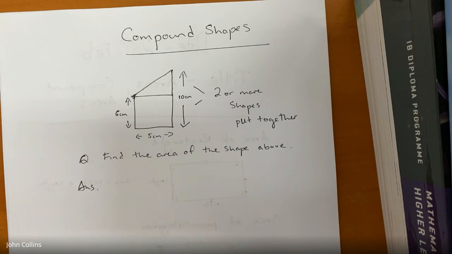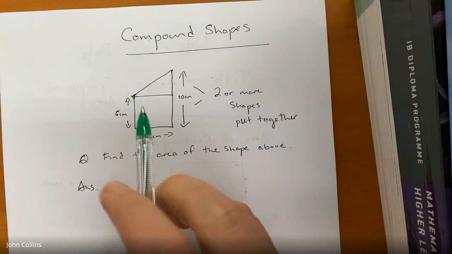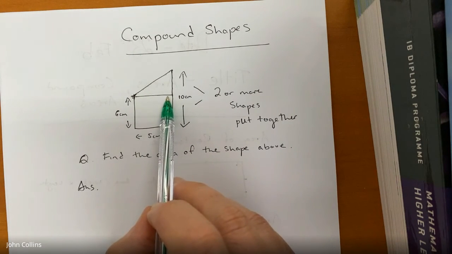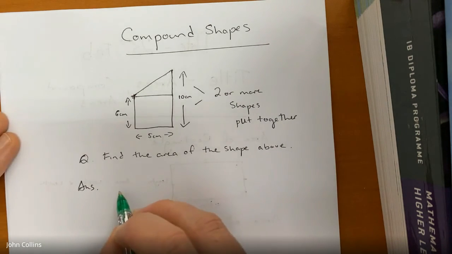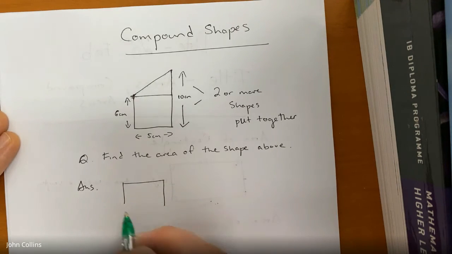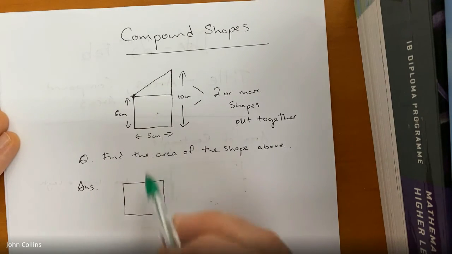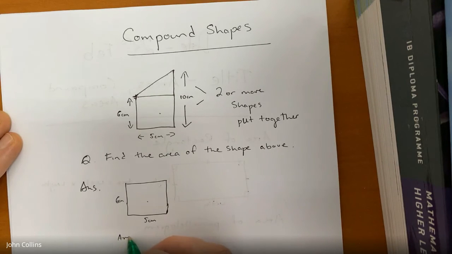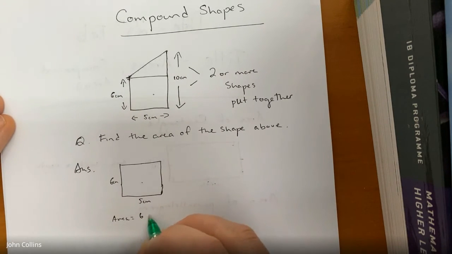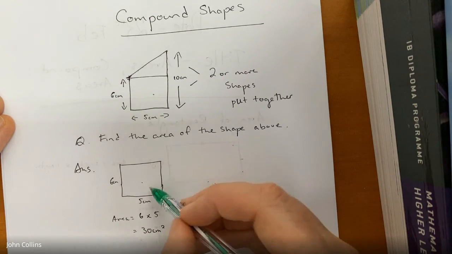So two separate shapes combine to form this shape. Often they won't draw this line in the middle. You will have to put that in for them or for yourself. So if there's two separate shapes, I can just take them separately. There is a rectangle here. I've just redrawn this. That's 6 centimeters and 5 centimeters. Okay, it's easy to find the area for that. That's 6 times 5. That's 30 centimeters squared. So that's the area of just the rectangular part.